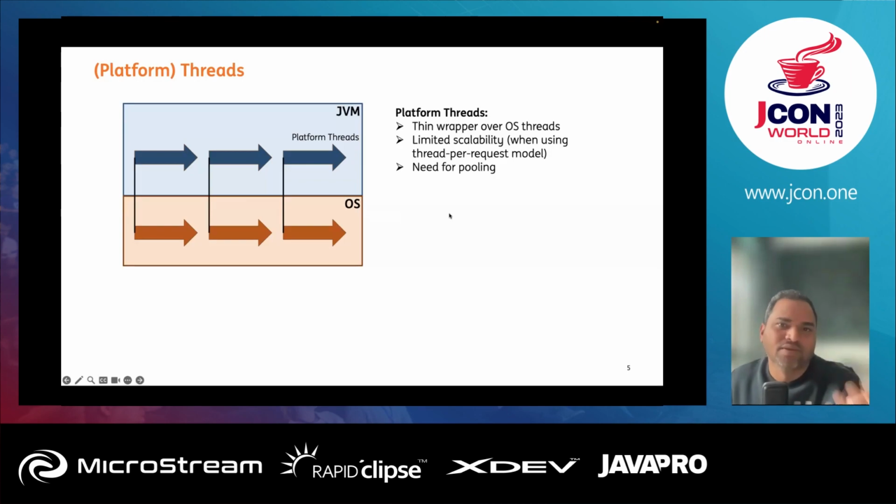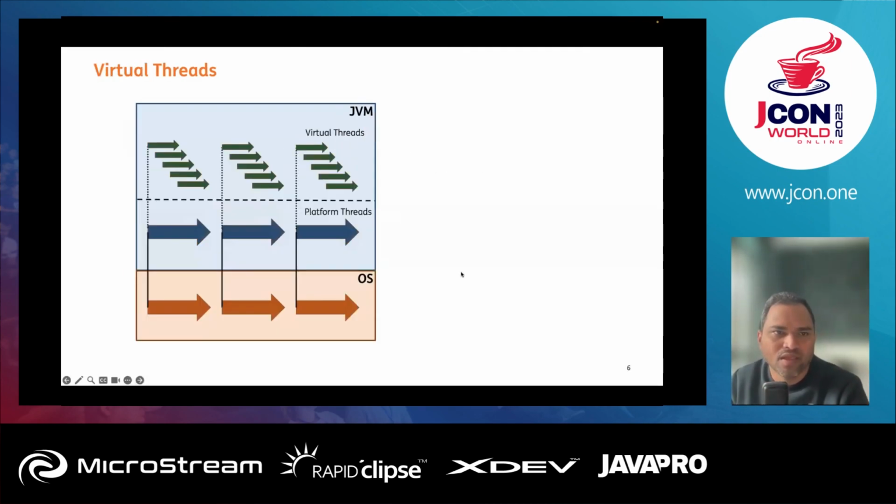There is need for pooling. As we said, creating a platform thread is a resource intensive task. Therefore, you don't want to create platform threads too often, or when you are done with a platform thread, you don't want to throw it away. What you do is you pool them so that next time when you need a platform thread, you can get it from the pool. Therefore, platform threads need pooling.